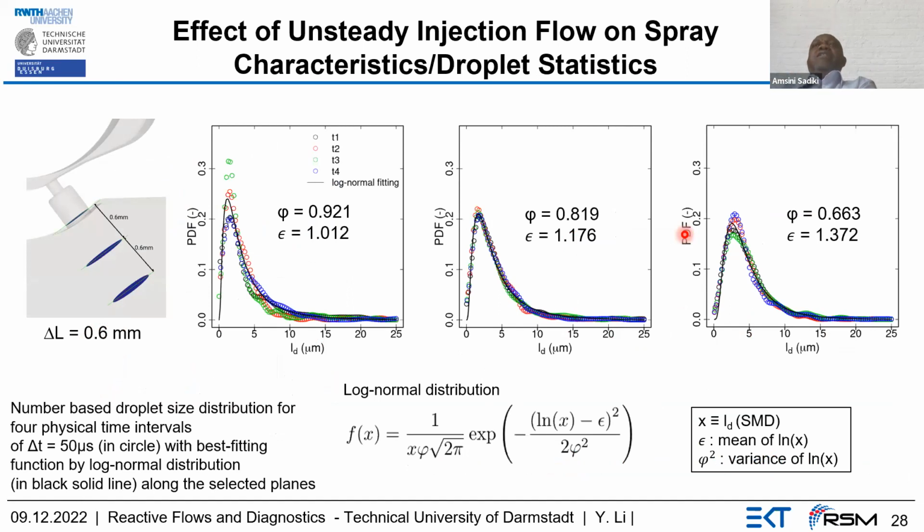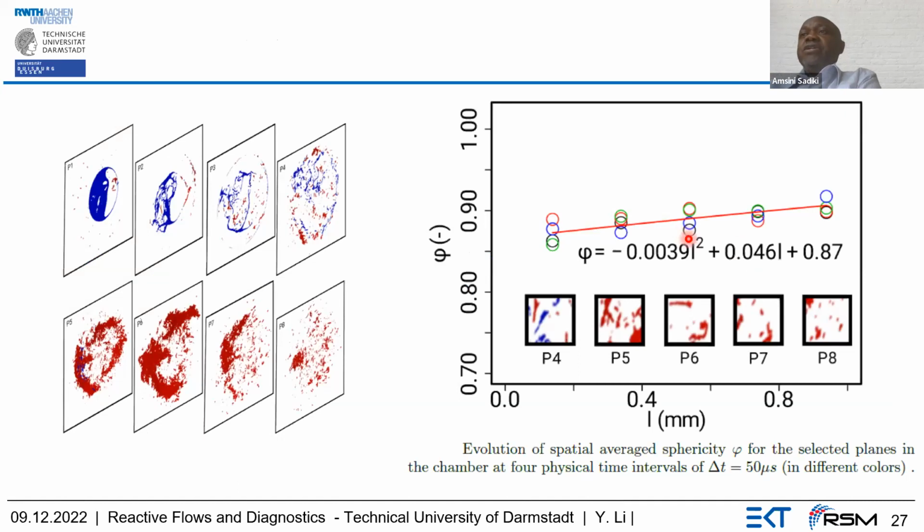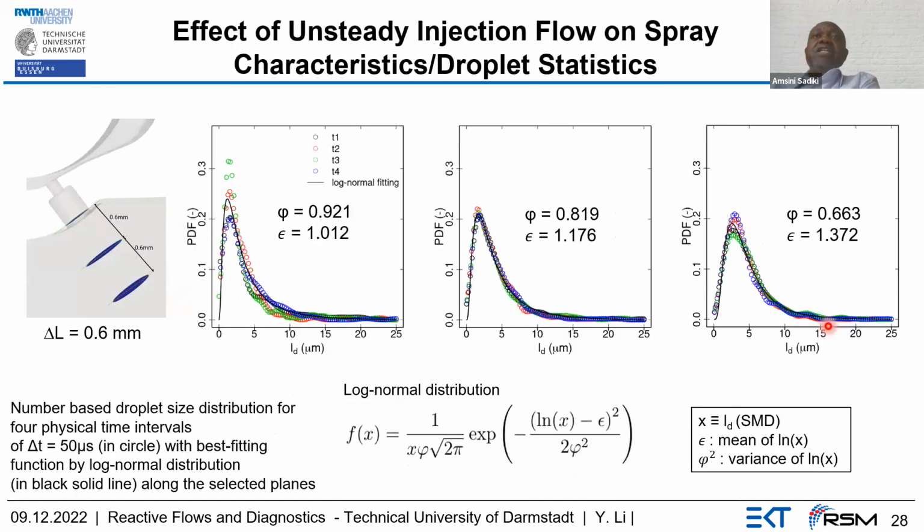For the droplet statistic, we consider such ligaments and translate them in terms of droplets, so that we can have such a distribution. This is the number-based droplet size distribution for these four time intervals. And this position is P1, and this is P4, and this is P8.